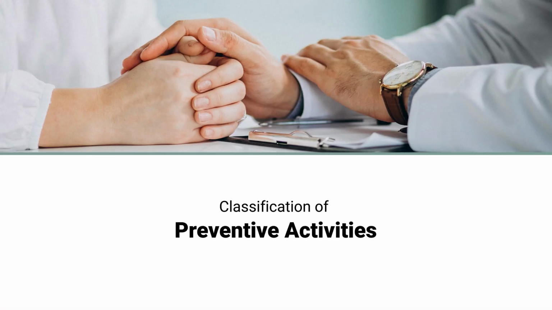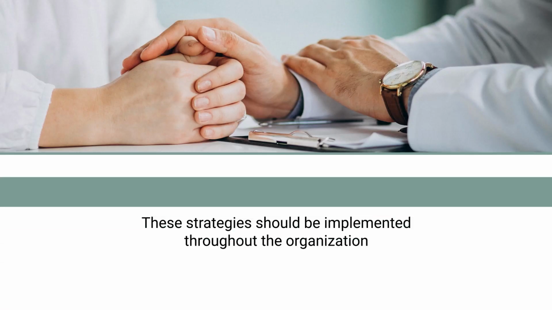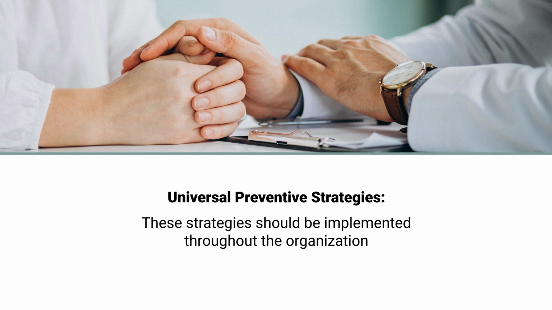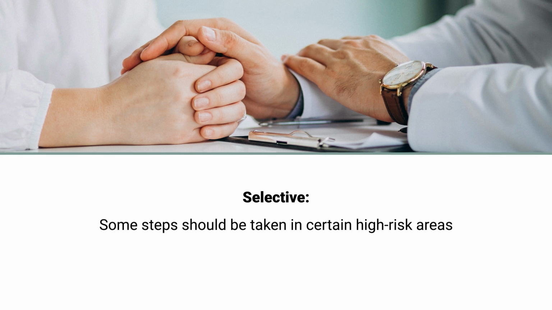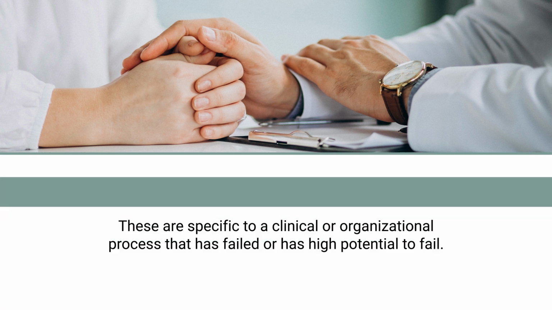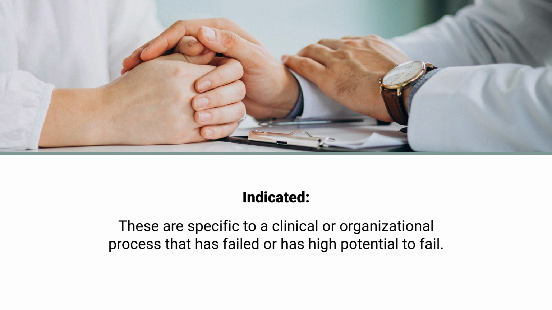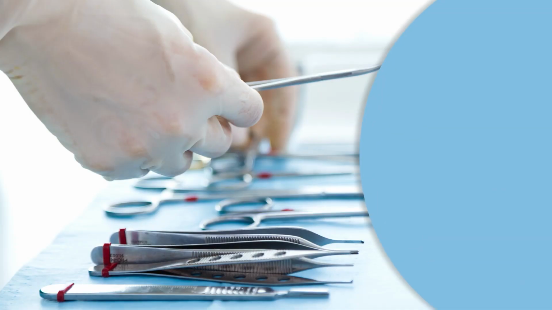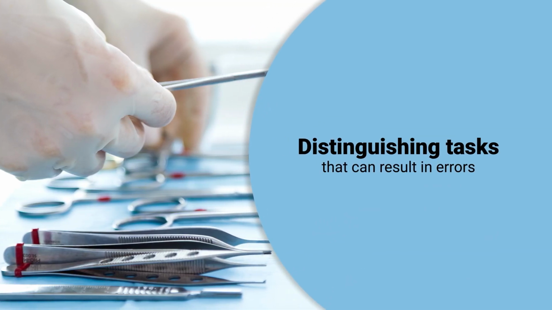Now how do we classify preventive activities? The first and foremost is universal preventive strategies, which are common to help in any errors that may occur. These strategies should be implemented throughout the organizations. Then for certain high risk areas we have certain selective steps that need to be taken, and sometimes they can be indicative preventive activities, that is, these are specific to clinical or organizational processes that have failed or have a high potential to fail.